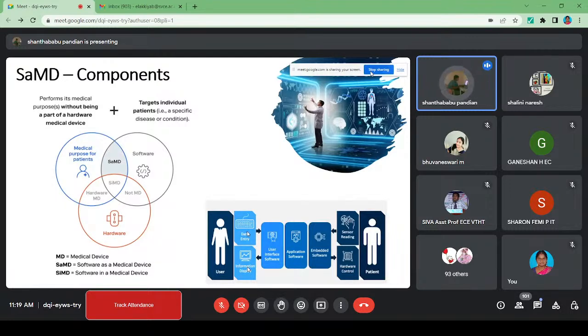Otherwise, it will just give some display at this moment. Generally, we are using those kinds of devices, which are also in the market. That gives the classical outcome, so the patient can understand what the glucose level in his blood is.